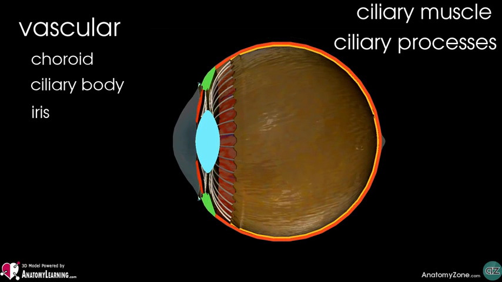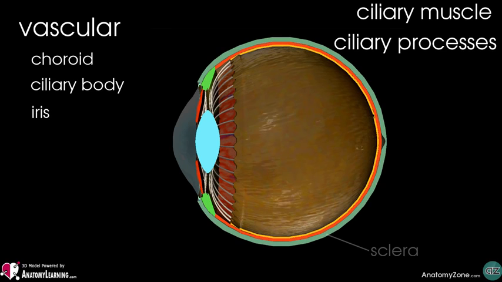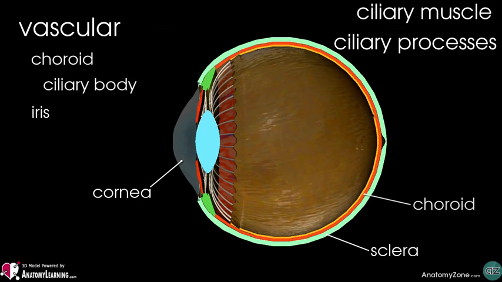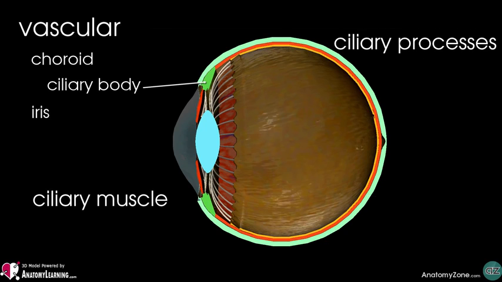Let's just review the structures that we have already discussed so that you are oriented to this view. You can see the outer fibrous sclera in continuity with the cornea anteriorly. You can also see the inner vascular choroid and the ciliary body here in green. The ciliary muscle consists of a collection of smooth muscle fibers arranged in three orientations: longitudinal, circular, and radial.